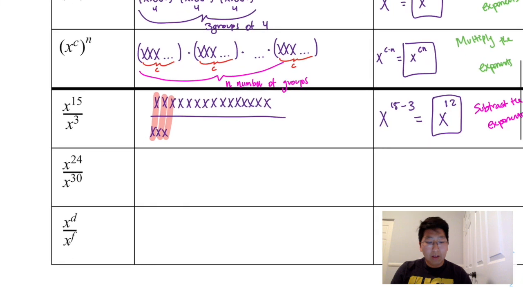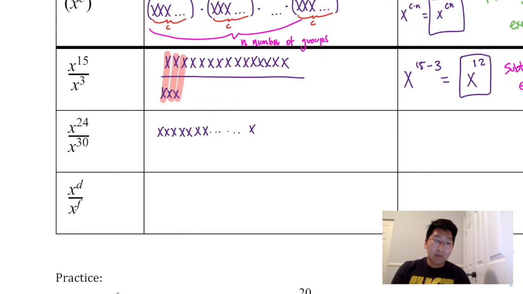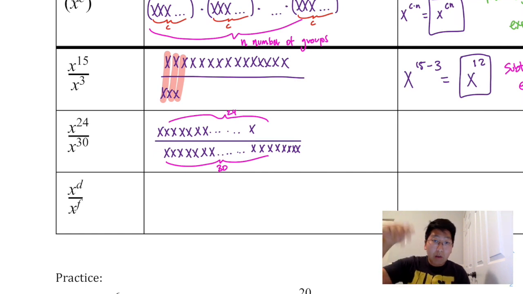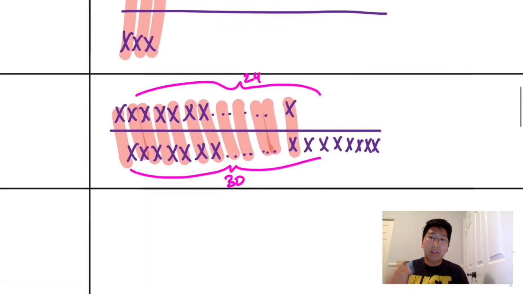Okay, so here, x to the 24th, that's a lot. I don't want to write it all, so here I'm just going to say that's 24. Okay, divided by x to the 30th. There's 30 down there. Okay, and we know that we can create ones here. And I'm going to go ahead and draw all these ones. The dot, dot, dots are representing, so there's a total of 24 ones we can create.